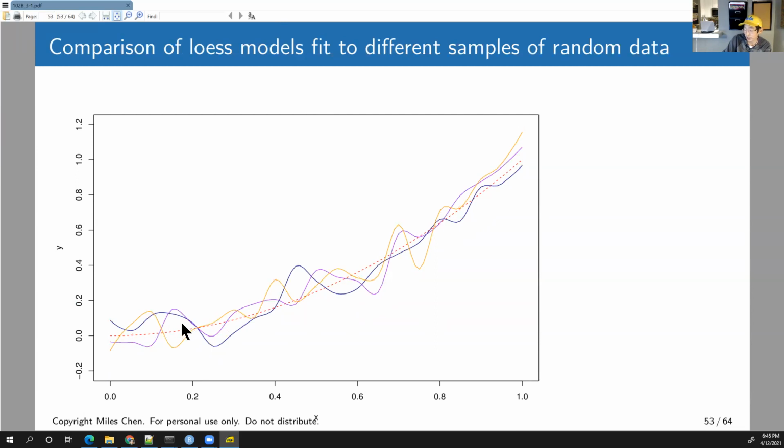If I compare all three lines, comparing the loess models to different samples, we're going to ask how much do these fitted lines vary from each other? And I'd say quite a bit. For this point, this one's predicting way down here and this one's predicting way up here. And for this one, it's predicting up here and this one's predicting down here. So we have quite a bit of variance from one loess line to another.